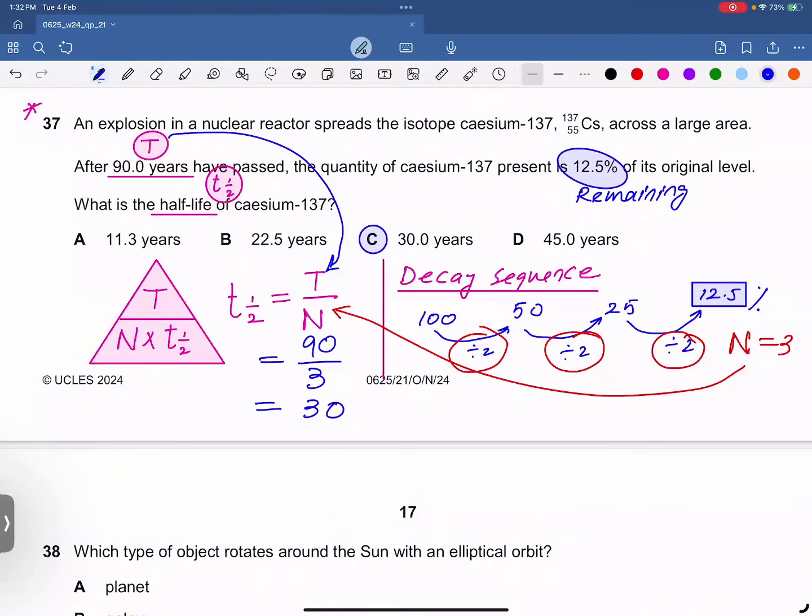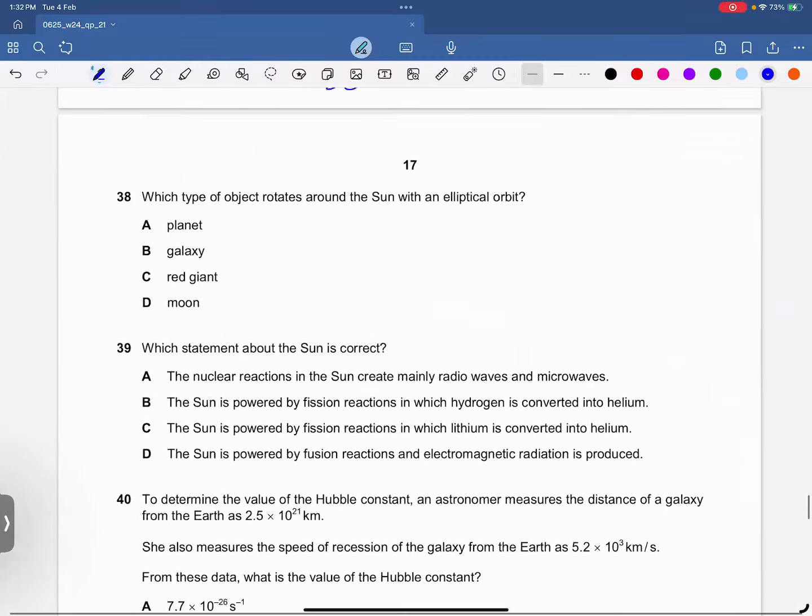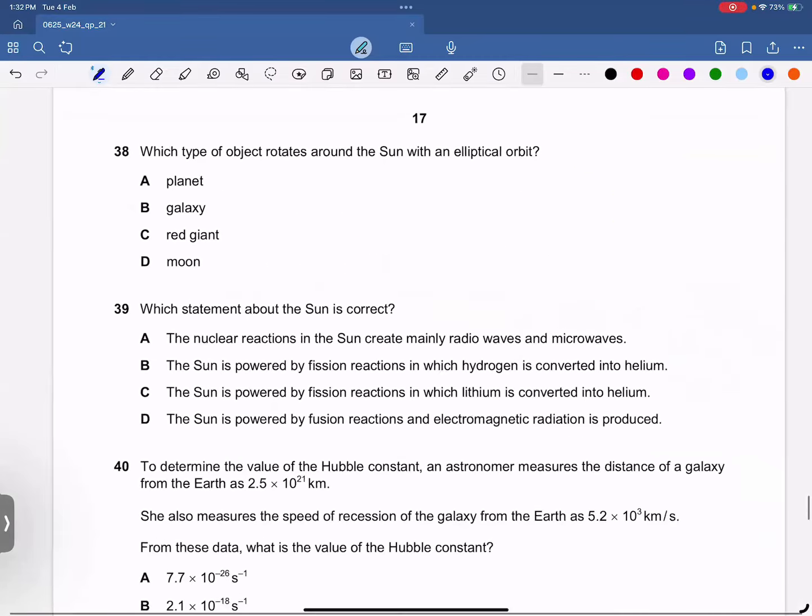I want you to rewatch the solution. It's also an important question. So far, I have put 3 stars. You all must go back and watch these 3 questions again. With this, the nuclear physics finishes and we enter the space physics.